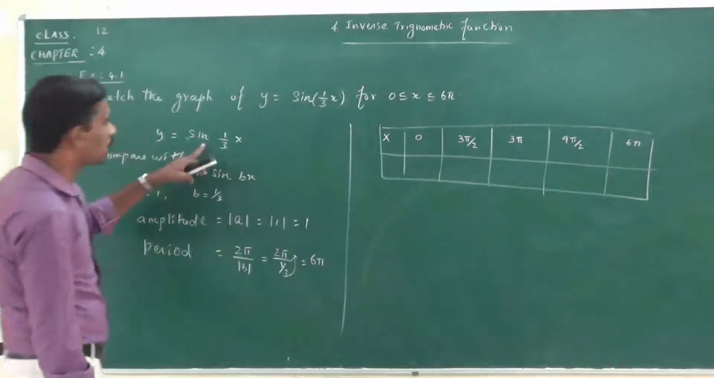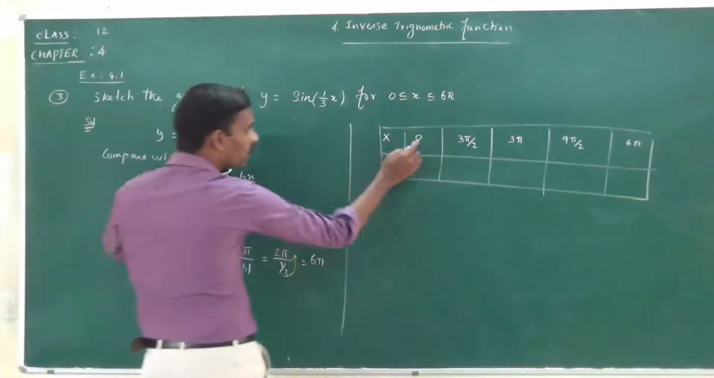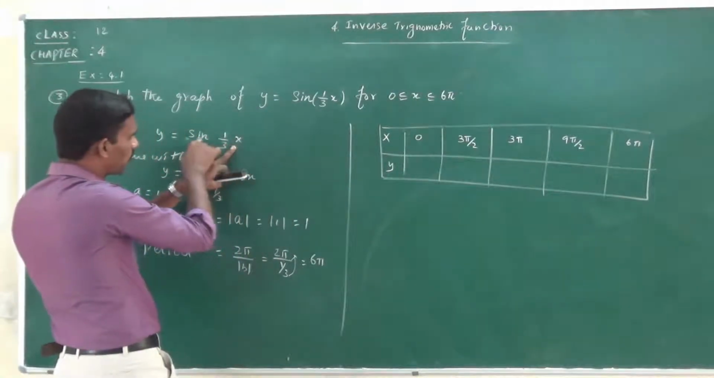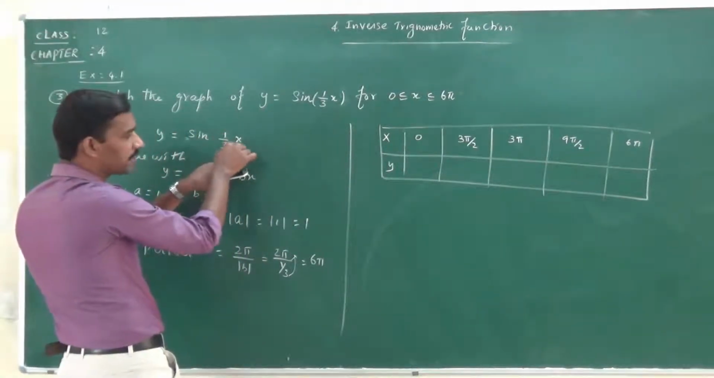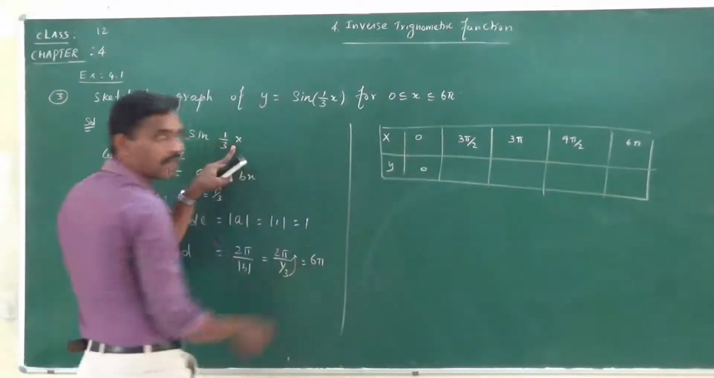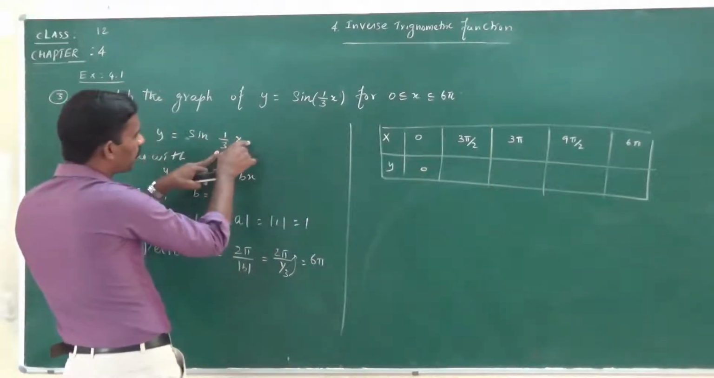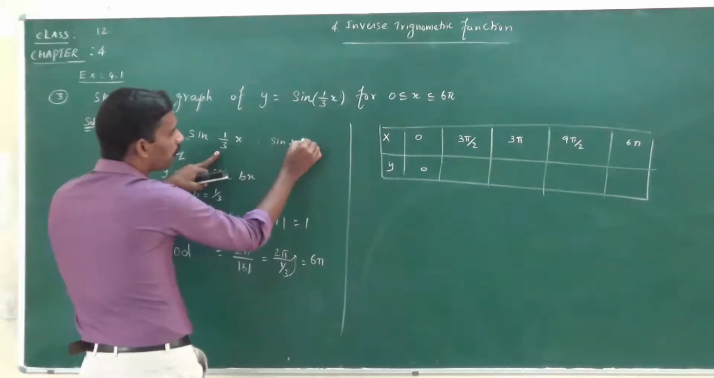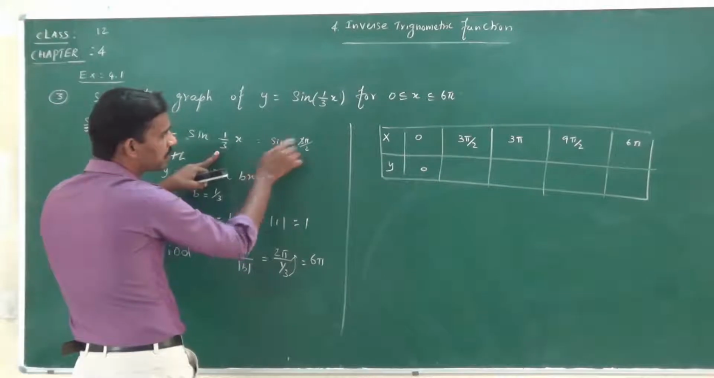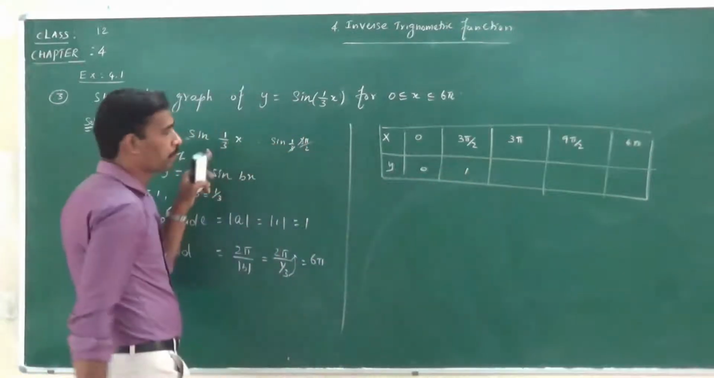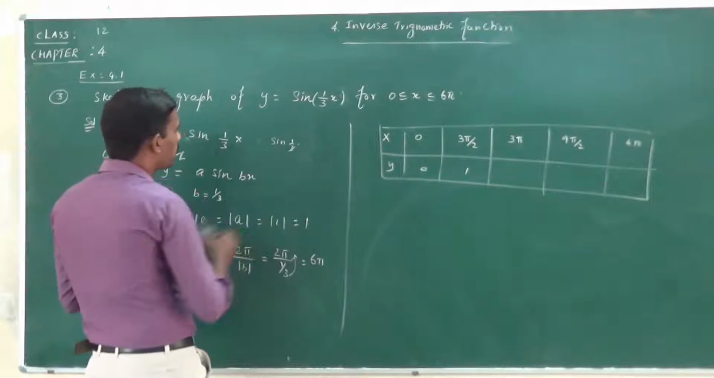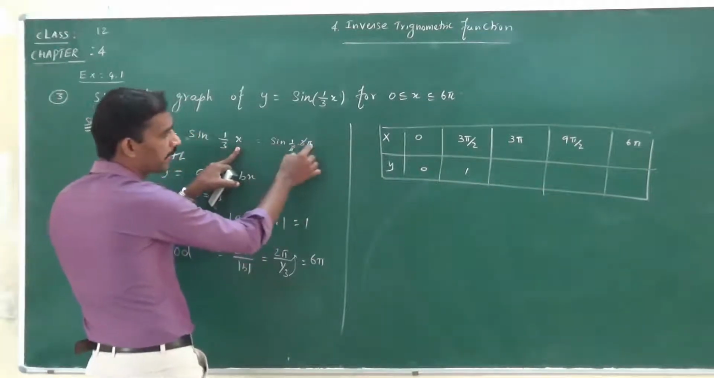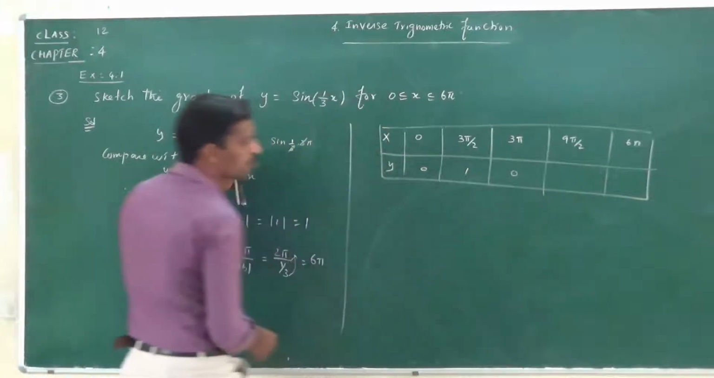substitute into the given function. Then this is nothing but y. Whenever we apply 0 here, sin 1 by 3 into 0 is nothing but 0. And applying 3 pi by 2 here, we get sin of 1 by 3 into 3 pi by 2. So 3 will be cancelled. So sin pi by 2, that will be 1. And here instead of x we substitute 3 pi, so 3 will be cancelled. So sin pi is nothing but 0.